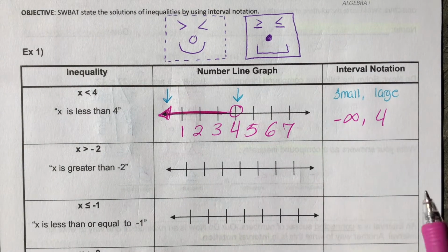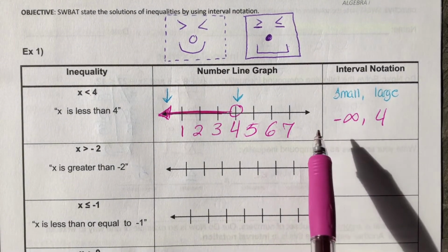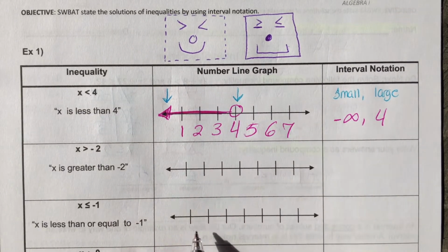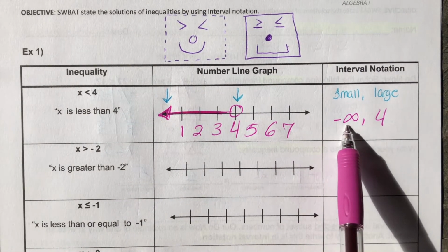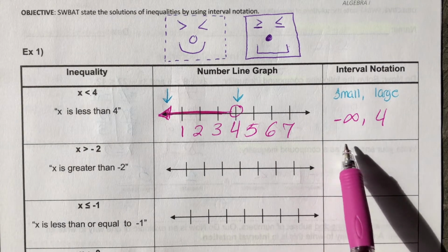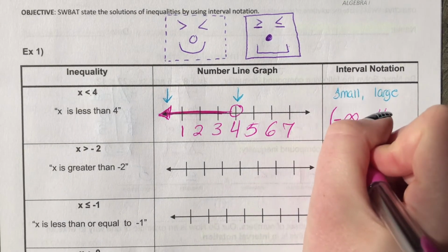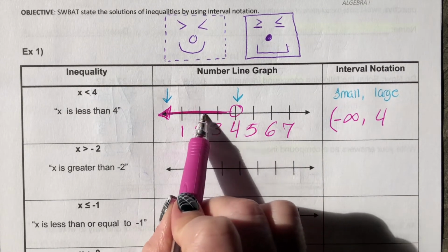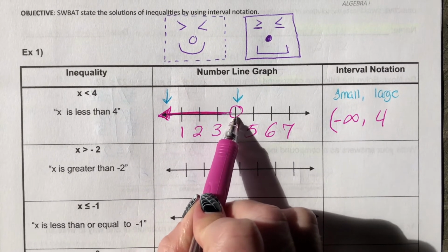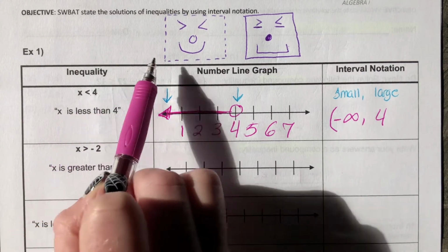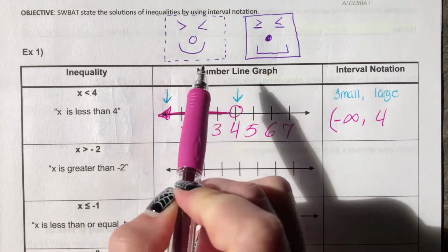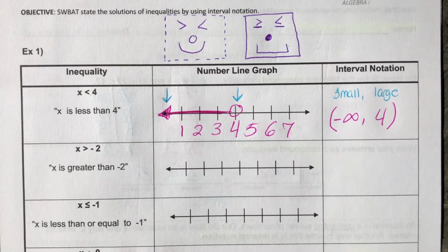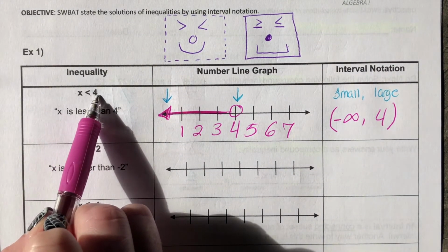So now I got to ask myself, well, negative infinity, is that going to get a parenthesis or a bracket? Well, I don't know what negative infinity is. It just goes on forever. So this would get a parenthesis, all right? And then 4, I want to be less than 4. 4 isn't included, so when it's not included, it also gets a parenthesis. So this would have been the interval notation for x being less than 4.